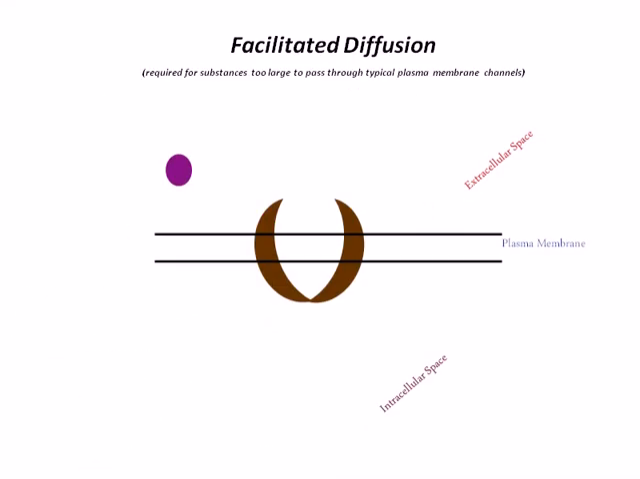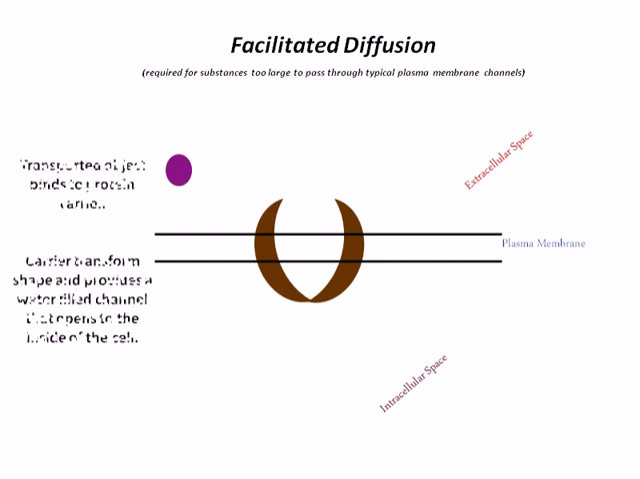There are other substances that only diffuse across the plasma membrane with help. Facilitated diffusion requires a transmembrane protein to help carry substances across the membrane. This type of facilitated diffusion is required for substances like glucose that are too large to pass through typical membrane channels.